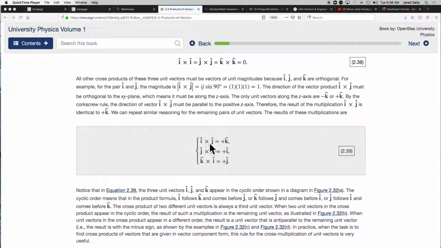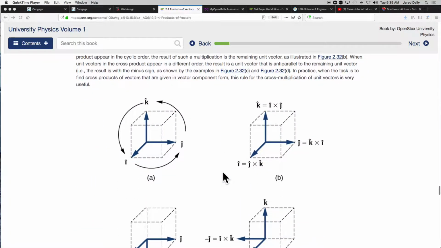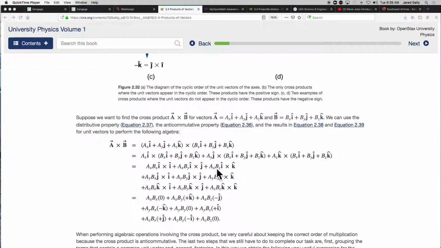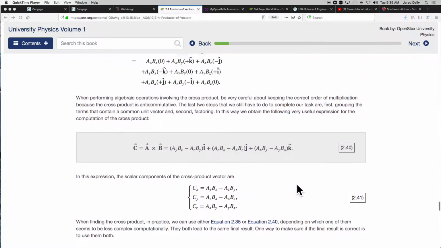However, I cross J is K. We already said that. J cross K is I. K cross I is J. J cross I, the opposite of this, what is J cross I? Negative K hat, right? K cross J is negative I hat, and I cross K is negative J hat. So if you switch these around in order, all these become negative. And here they talk about that right-hand rule, or those right-hand systems that I talked about, where we choose a right-hand system.